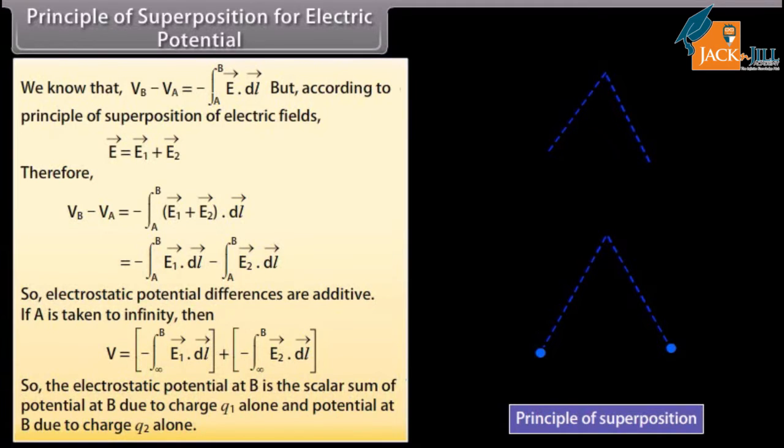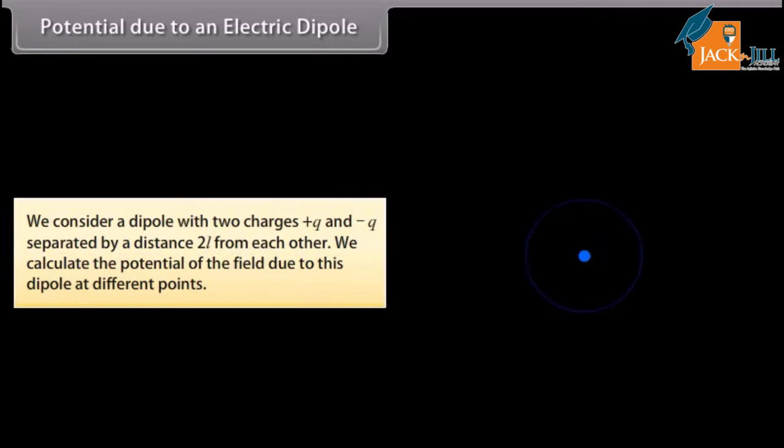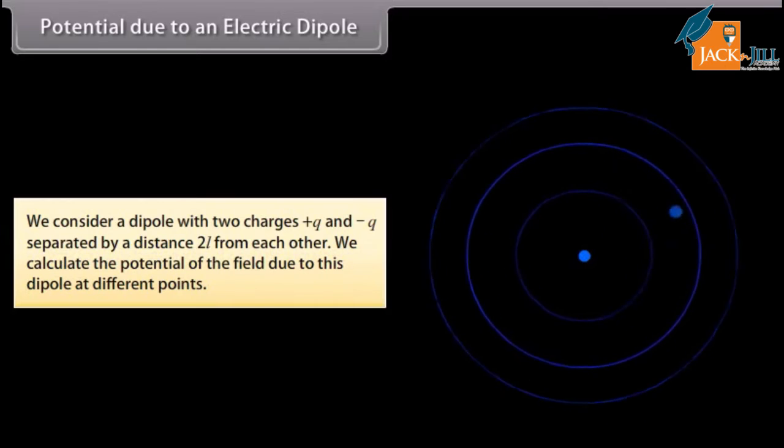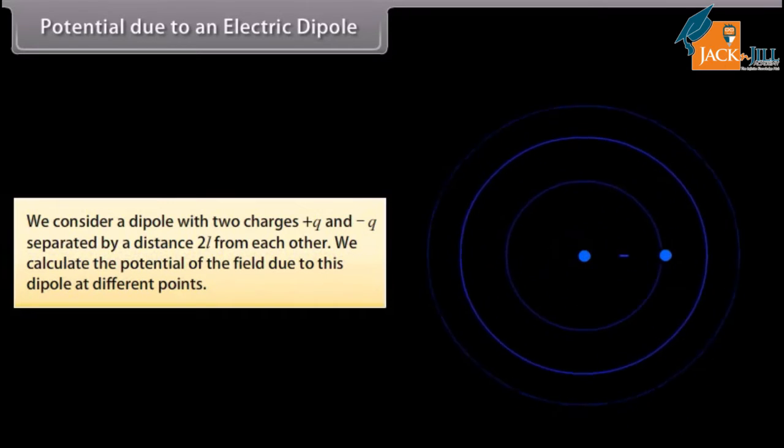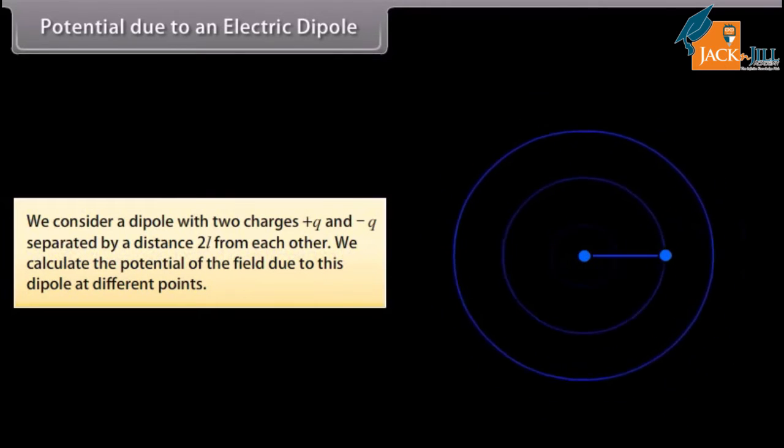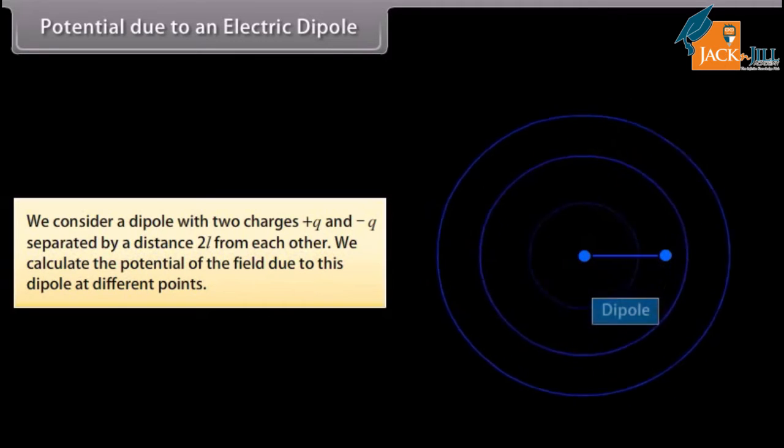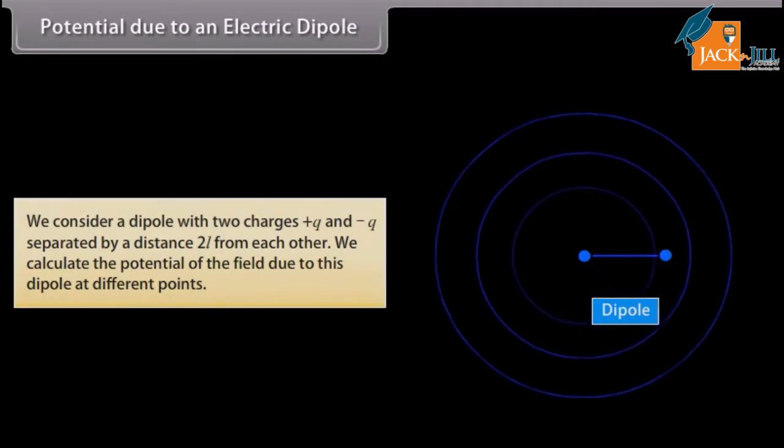Potential due to an electric dipole. We consider a dipole with two charges, +q and -q, separated by a distance 2l from each other. We calculate the potential of the field due to this dipole at different points.